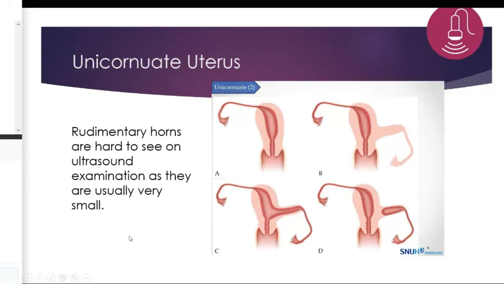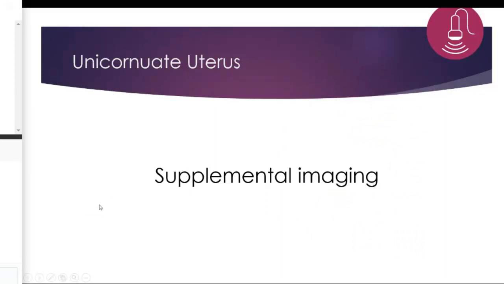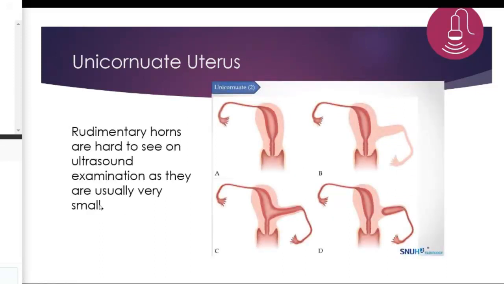Rudimentary horns that we were talking about before are very hard to see on ultrasound as they're usually very small, so they're usually blocked by bowel gas. I've never seen a rudimentary horn ever. I think they're just something that patients have relating to a unicornuate uterus, but something that we can't really diagnose just because it's hard to see.